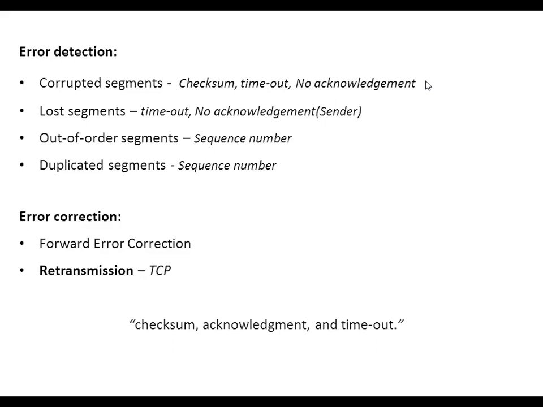So computer networks follow another type of error correction technique called retransmission. TCP also follows the retransmission technique. We are going to discuss this retransmission in detail in the subsequent slide. So all in all, up till here, you need to remember that TCP uses checksum, acknowledgement, and timeout tools to deal with error.